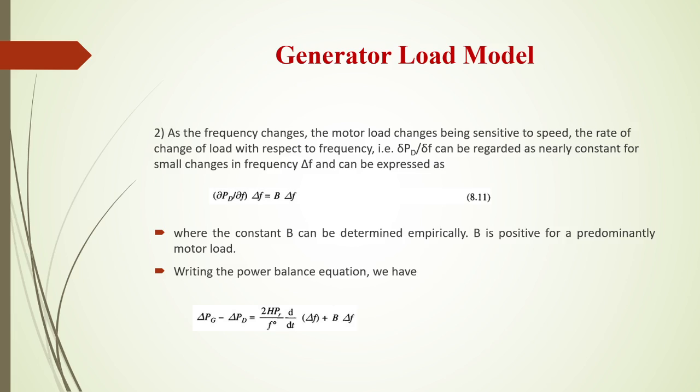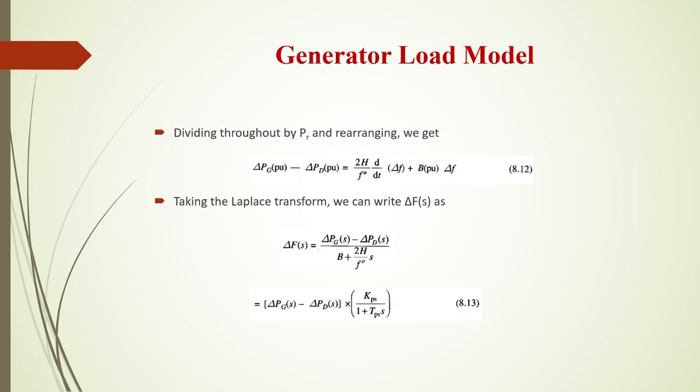So we write the power balance equation: delta PG minus delta PD is equal to 2 HPR by F0 d by dt of delta F plus B delta F. Dividing through this equation by PR, we get delta PG per unit minus delta PD per unit equal to 2H by F0 d by dt of delta F plus B per unit delta F. Taking the Laplace transform, we get delta F of S as delta PG of S minus delta PD of S divided by B plus 2H by F0 S.